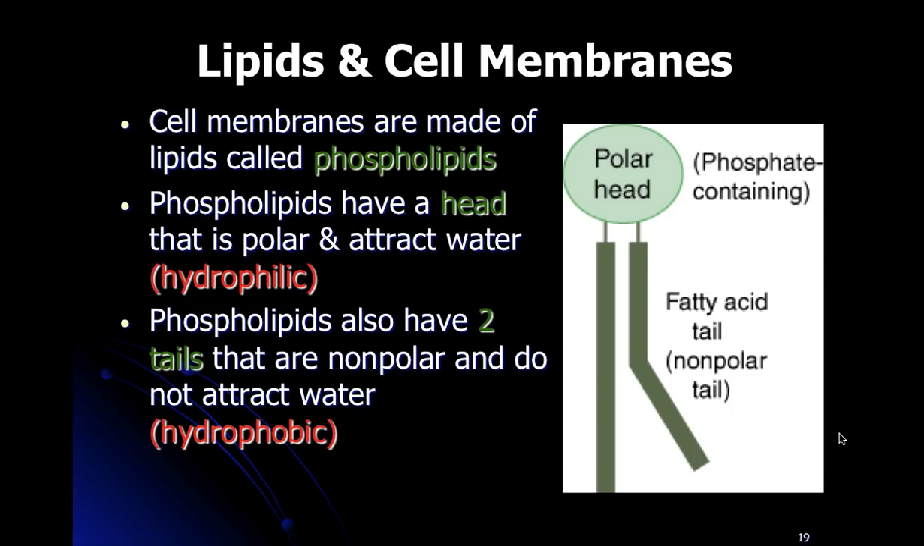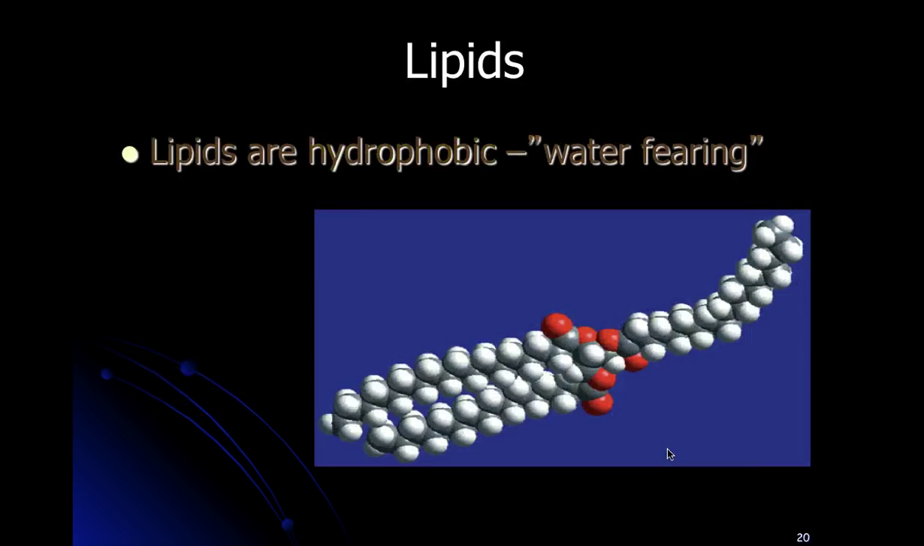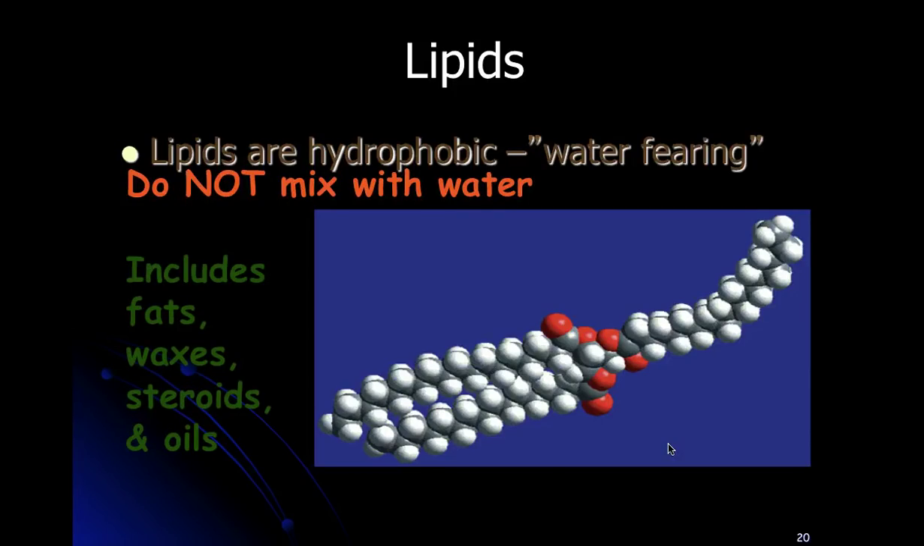So lipids and cell membranes. Cell membranes are made up of lipids called phospholipids. Phospholipids have a head that is polar and attract water. They are hydrophilic, meaning they love water. The tails, on the other hand, are fatty acid, and they are nonpolar. They are hydrophobic. They do not like water. So again, lipids are hydrophobic or water-fearing, which is why we can't mix oil and water. So they do not mix with water. Includes fats, waxes, steroids, and oils. This is an example of an individual fat molecule.